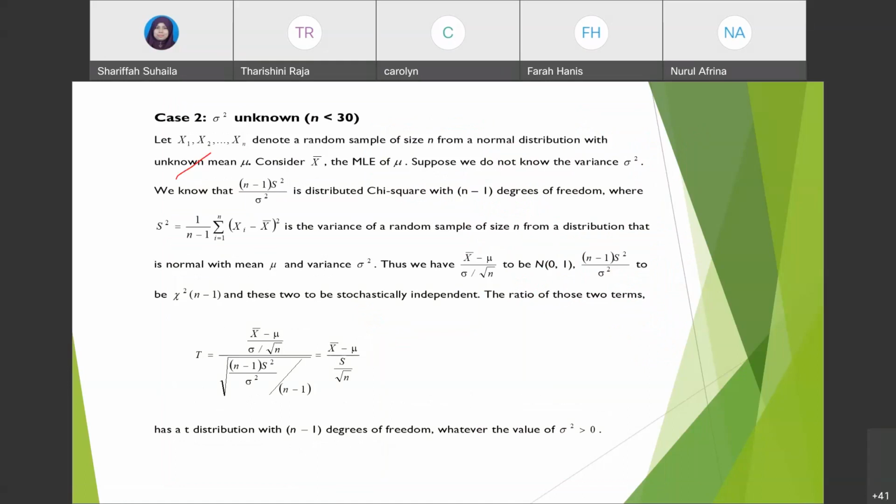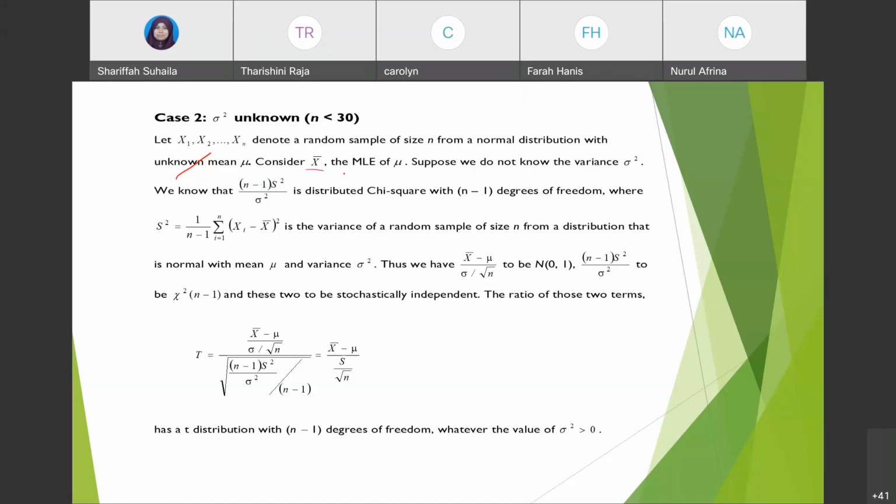Okay, so case 2, when you have sigma square is unknown. So sigma square is unknown, but you have a small sample size, which is n is less than 30. Okay, when you have small sample size and sigma square is unknown, that means you need to estimate your sample variance. Okay, so katakan x1, x2, xn denote a random sample of size n from a normal distribution with unknown mean mu.